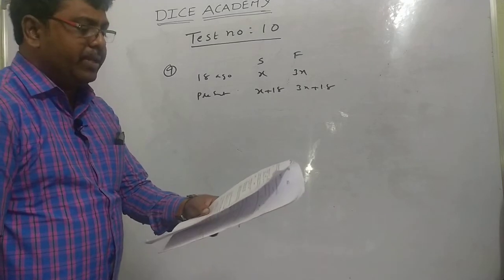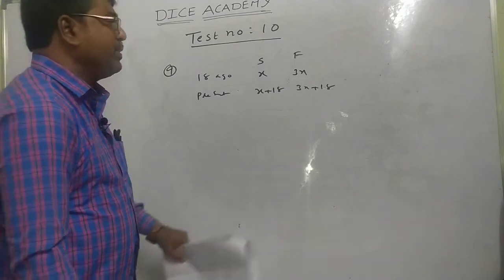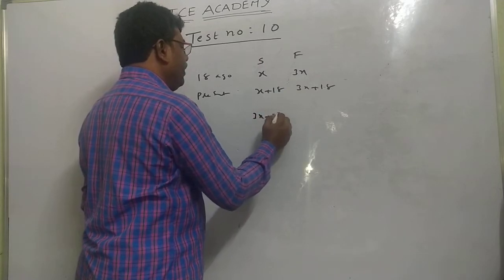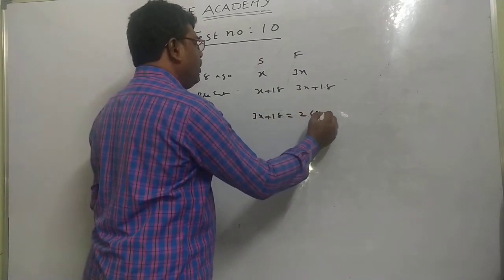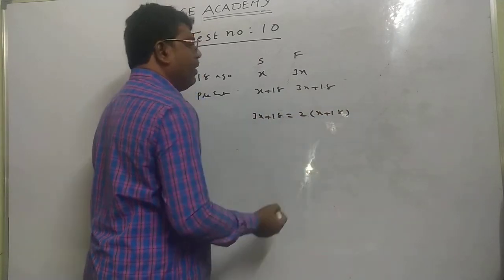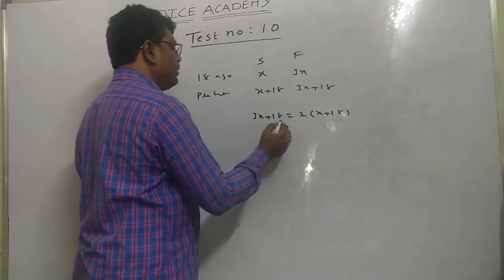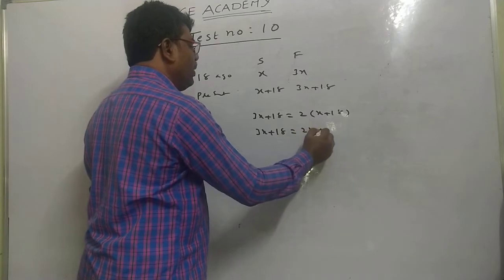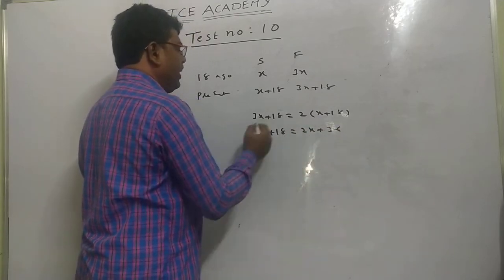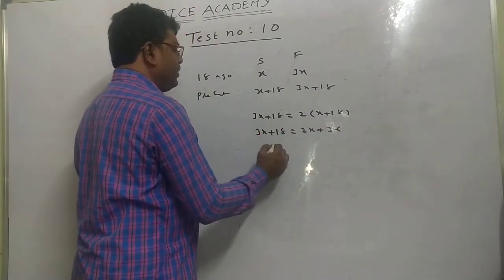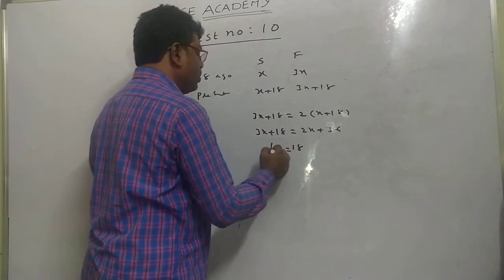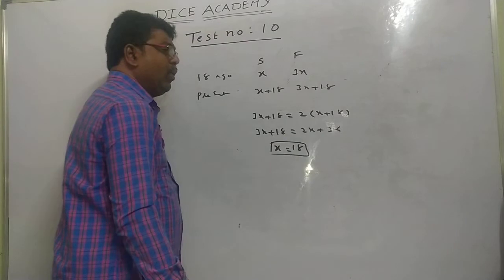Here the condition is, now the father is twice the son. So in the present, the father is 3x plus 18, which is twice the son, 2 into x plus 18. From here we will get the value. 3x plus 18 is equal to 2x plus 36. Send x to this side and 18 to that side: 3x minus 2x is x, 36 minus 18 is 18. So finally I get x is equal to 18.